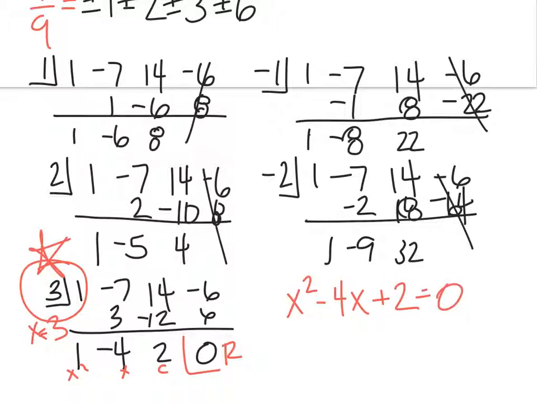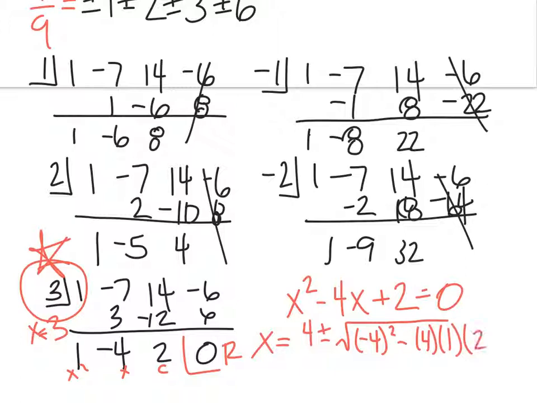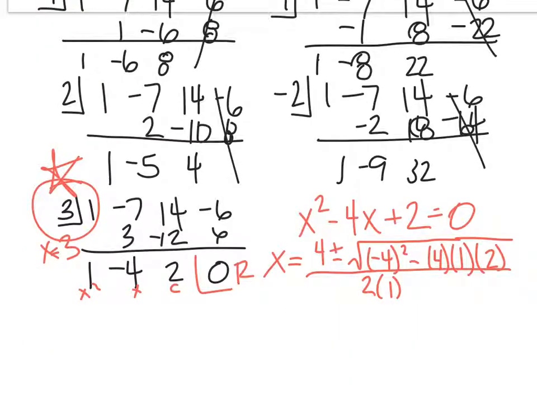I know that there's no two numbers that will multiply to 2 but add to negative 4. So I'm going to jump in and use the quadratic formula. So I have x equals the opposite of b plus or minus the square root of b squared minus 4 times a times c, all over 2 times a. So that gives me x equals 4 plus or minus the square root of 8 all divided by 2.